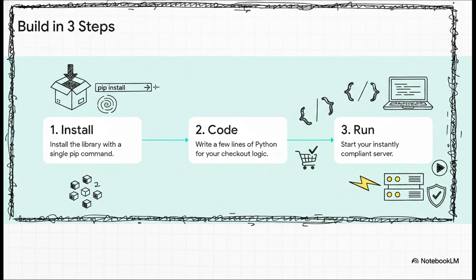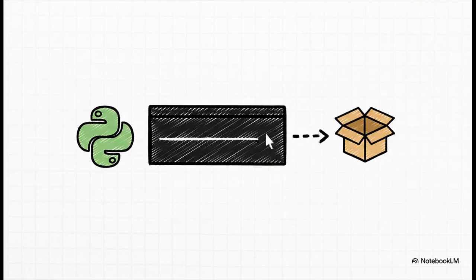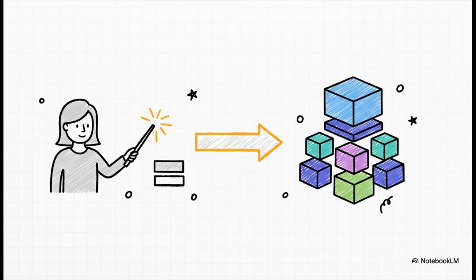So how fast are we talking? Well, you can get a fully compliant server up and running in just 3 simple steps. Seriously, let's just walk through them right now. Step 1, it's as simple as it gets. A standard pip install fastucp. That's it. Okay, step 2 is the code.